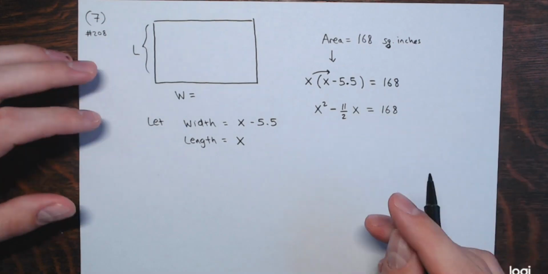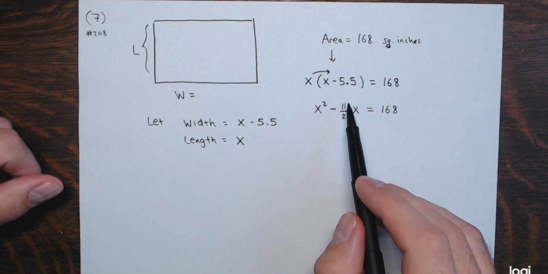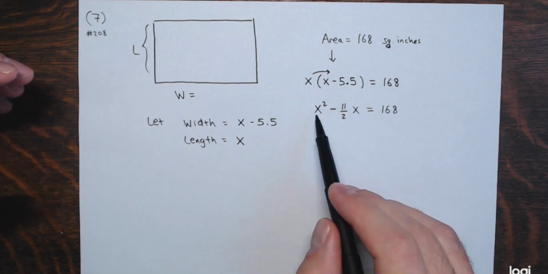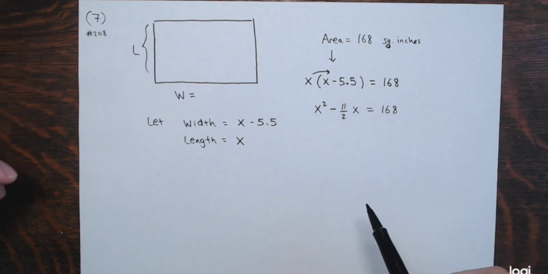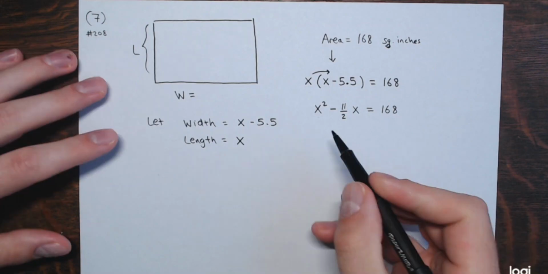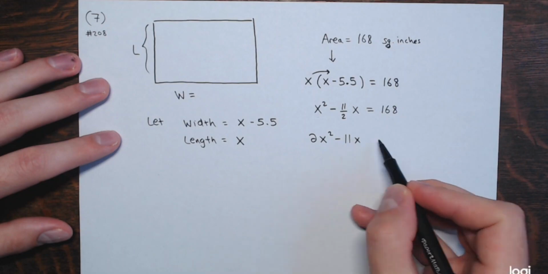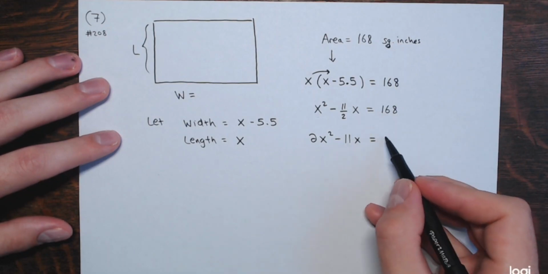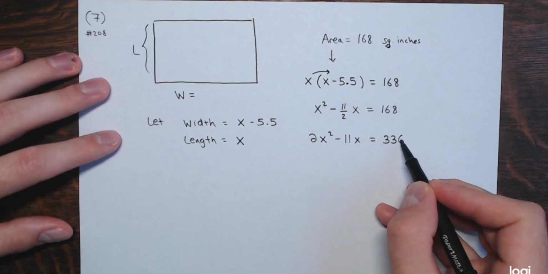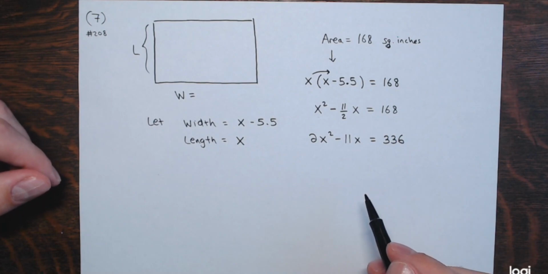Right. And then if you didn't like the decimal, you could have multiplied everything by 10. If you don't like the fraction, you can just multiply everything by 2. Right. And then I'd have 2x squared minus 11x equals 320 plus 16, 336. Right. And then let's solve this thing.